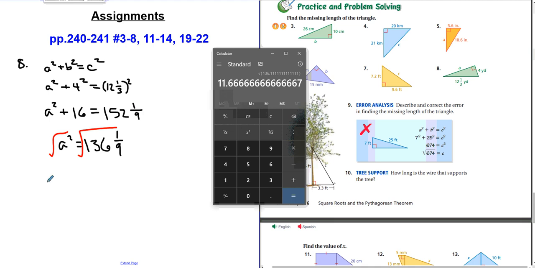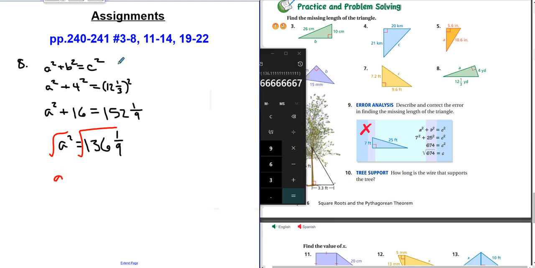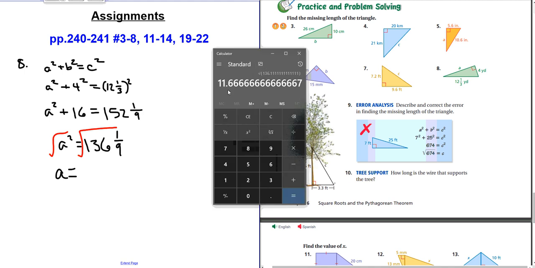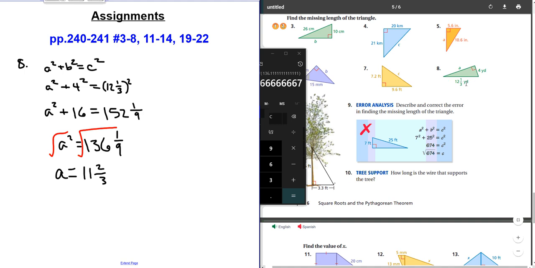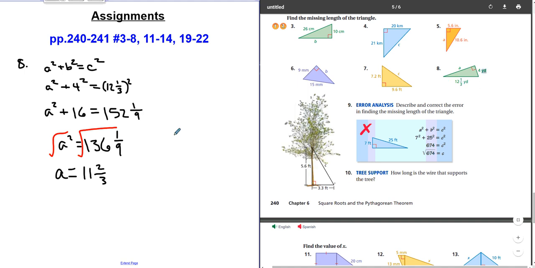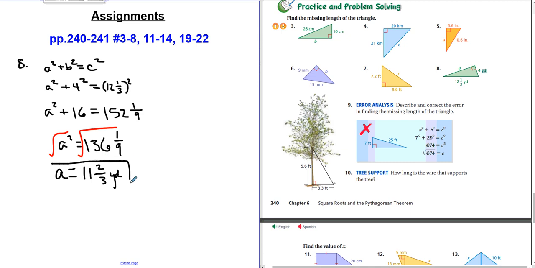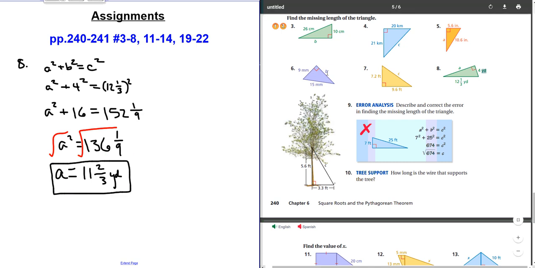All right, so this, I get A equals 11 and 2/3. And on this one, it has the units right here, yards, so I need to use yards. So A is 11 and 2/3 yards, and that's the answer to that one. So that's probably the worst one out of all 6 of those questions.